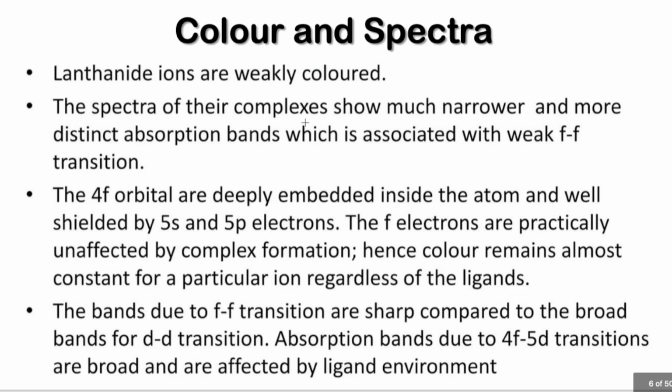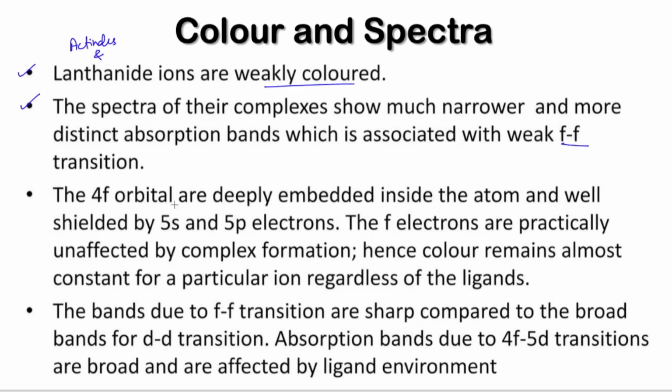All right, the next important thing about lanthanides is their color and spectra. Lanthanides are basically weakly colored. The same goes for actinides, they are also weakly colored. The spectra of their complexes show much narrower and more distinct absorption bands, which are associated with weak FF transitions. These properties are associated with all lanthanides and actinides. Their spectra have narrower and distinct absorption bands, whereas DD transitions are broad and not that distinct, and they are associated with FF transitions.